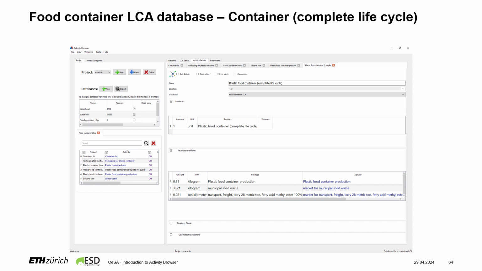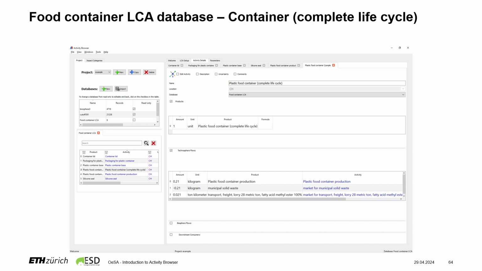Whereas now from this point on, we can make it a unit, not just one kilogram, and we know that one plastic container is 210 grams. So that's how much container we need here. Then we also know that it will be incinerated. So we choose market for municipal solid waste. And because it's waste, we have a minus sign here.